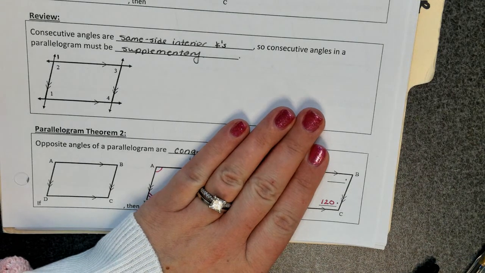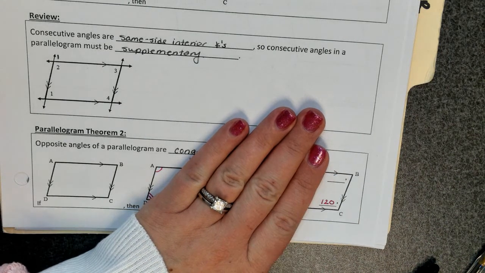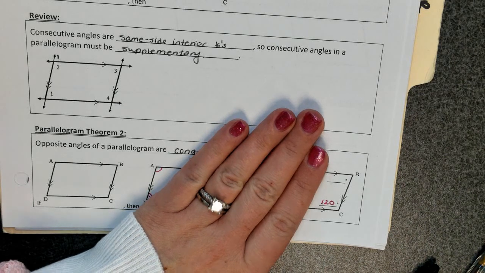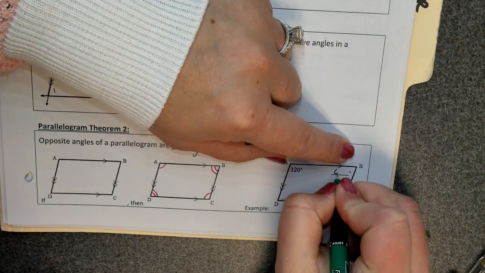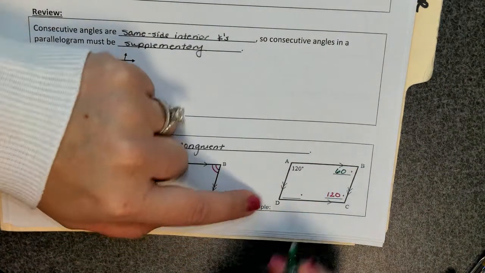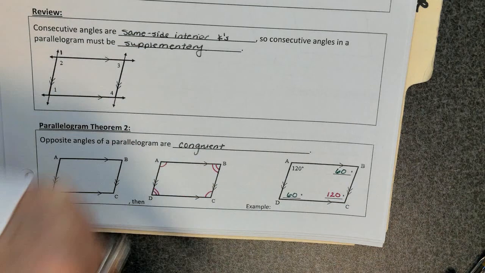Yes, you can use consecutive angles. If this is 120, what does this one have to be? 60, because they have to be supplementary. They have to add to 180. So here this one's going to be 60, and once you have that one, then you know its opposite angle must also be 60 degrees.